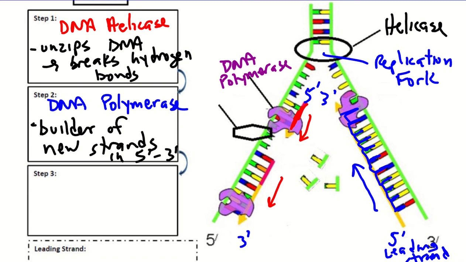It'll have a chunk right here. It'll have a chunk right here. And this causes these little gaps and these little islands. Now these islands that we see, these little segments right here, those are called Okazaki fragments.